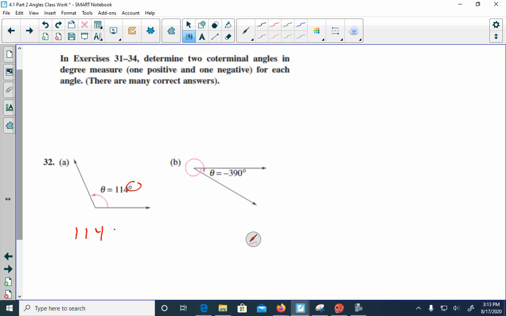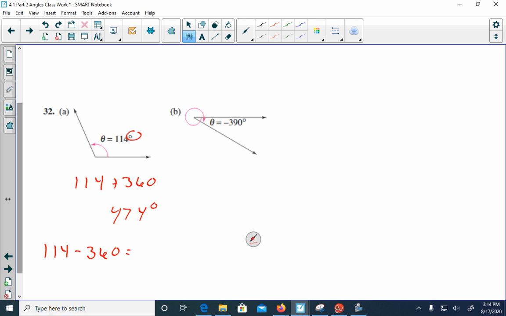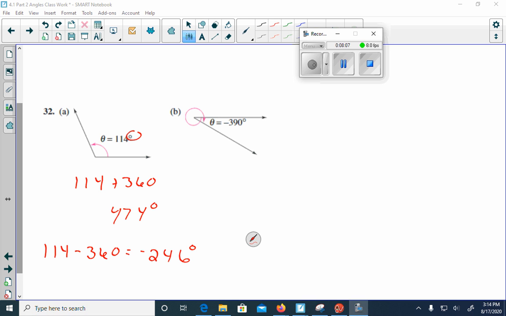So I'm going to take 114 plus 360 degrees, and when I do that, I get 474 degrees. And then to find a negative, I'm going to take 114 degrees and subtract 360 degrees. And when I do that, I get, oh my, I've got to think, I hope I don't mess this up, negative 246 degrees. I think we're going to pause and make sure I did my mental math right before I go on. Whew, I still have math skills. So yes, that does work. So that is going to be my positive, and that is going to be my negative, and I am done with that problem.